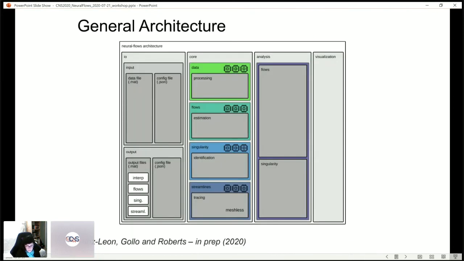This simple workflow actually maps into a simple, modular architecture of the toolbox. In particular, it is concentrated in this core module. But of course, we need as well some input-output modules to handle reading and writing operations. The analysis module as well provides additional functions for you to make sense of the lot of complex data that we're generating, and some visualizations, which are the functions that I've used to produce some of the images that you will see here in this presentation.